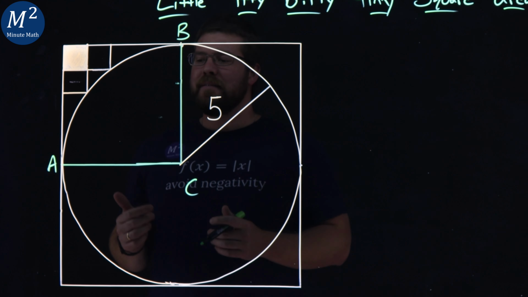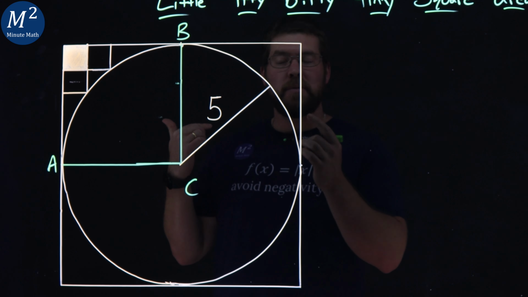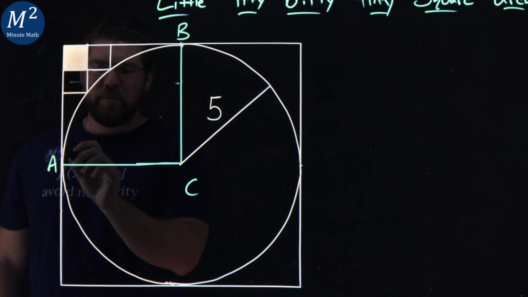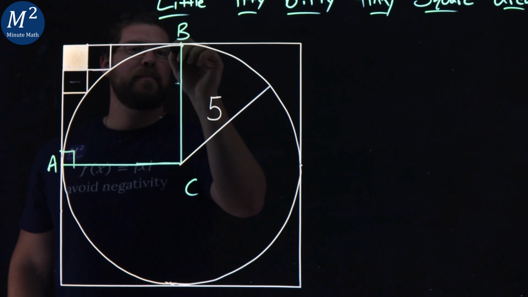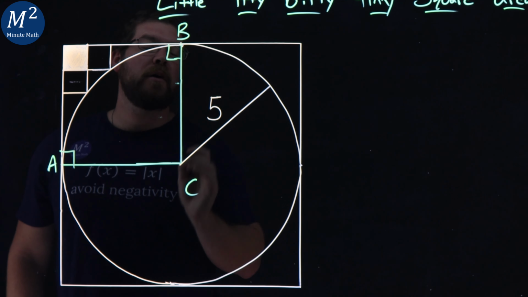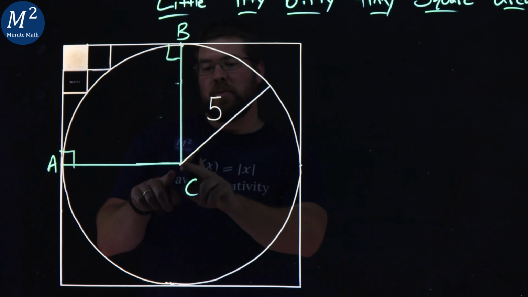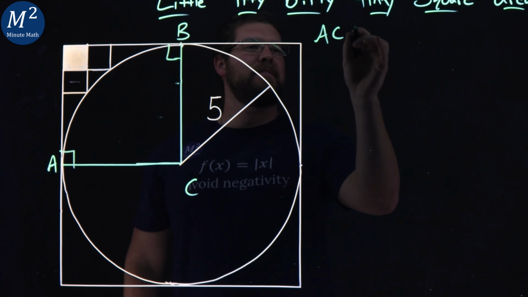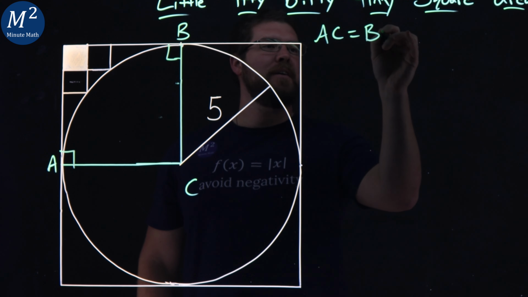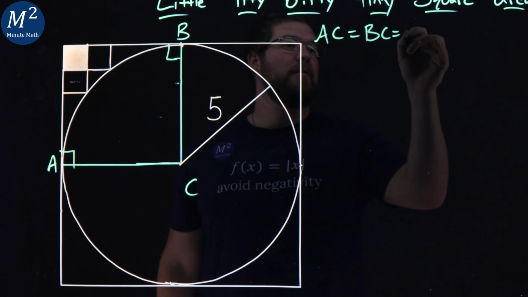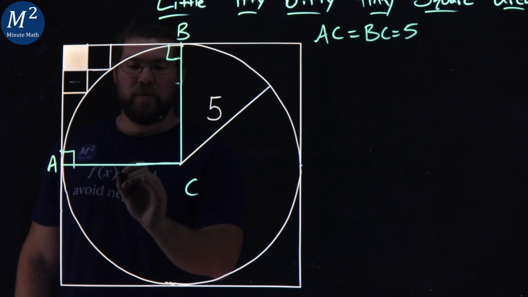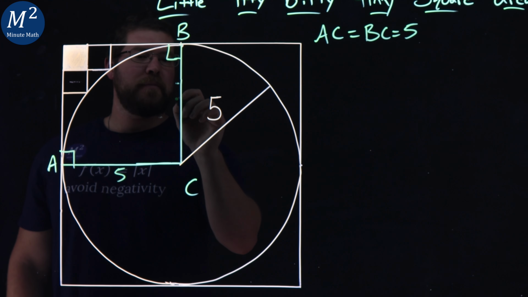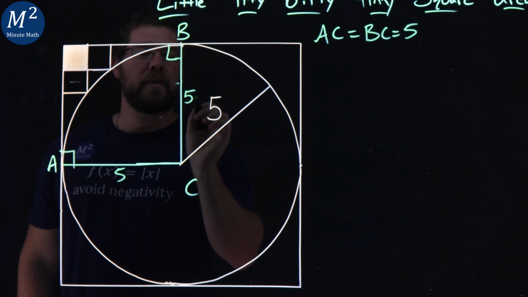Since these are points of tangency, a tangent to a circle theorem says that these must be right angles. And we also know each one is a radius of the circle. So we can say that AC is equal to BC, which is equal to 5. A little length 5 here, and 5.